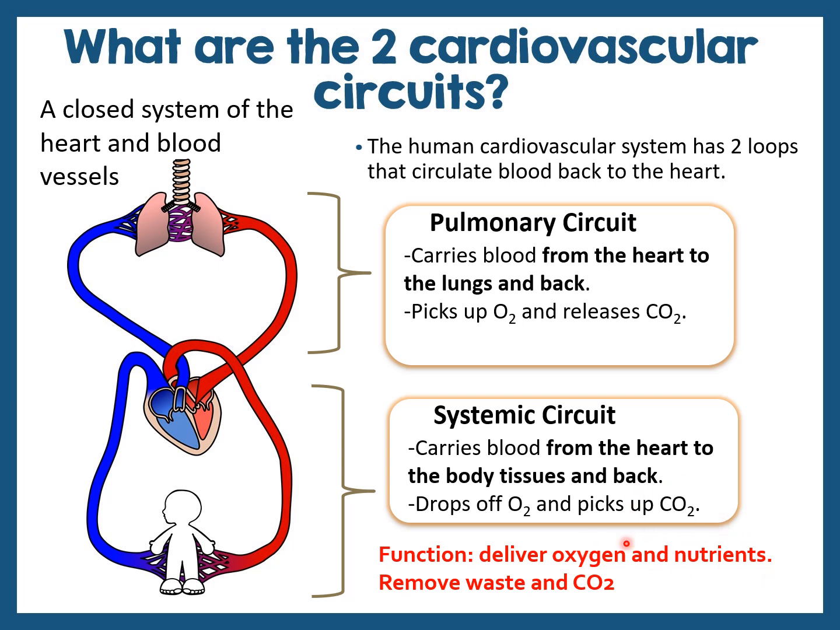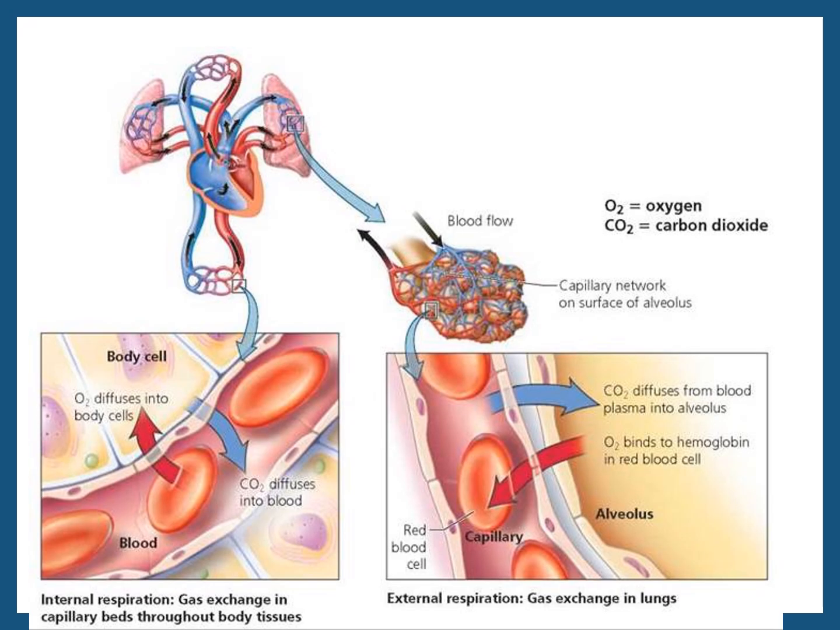And then carbon dioxide will get picked up by the blood from those body tissues, and it will be delivered back to the right side of the heart to then enter into the pulmonary circuit and drop off that carbon dioxide and pick up oxygen. And so the function of the cardiovascular system is to deliver oxygen and nutrients and to remove waste and carbon dioxide.